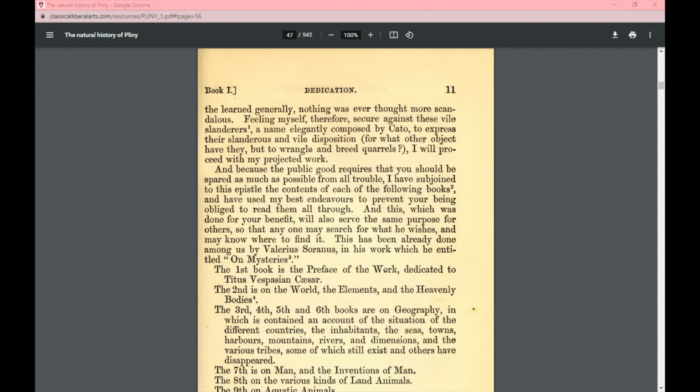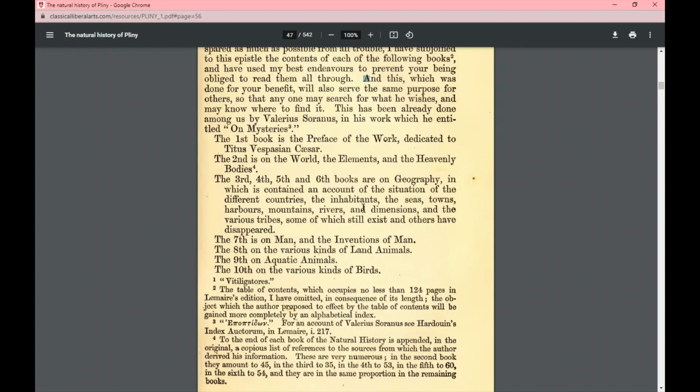So on page 47 there, this is part of the dedication, so it says dedication at the top of the page. Scroll down halfway to the middle of the page and you'll see there's a section indented and it says, the first book is the preface of the work dedicated to Titus Vespasian Caesar, that is to the Emperor Vespasian. Okay? So when did Pliny write? During the rule of the Emperor Vespasian. The first book is just a dedication. We're not going to study that.